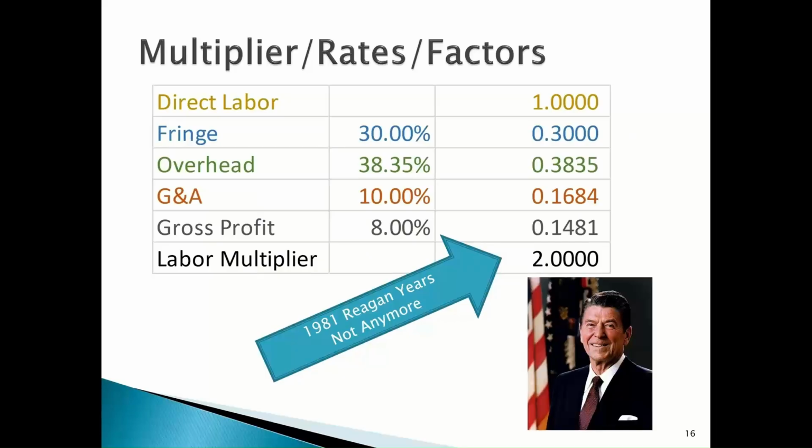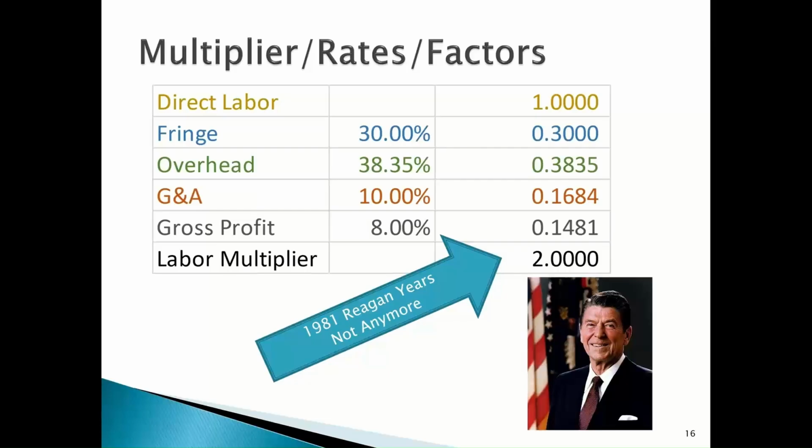I took $1 worth of direct labor, and I used those same percentages, 30, 38.5, 10, and 8. That gives me a labor multiplier of 2.0. So what that means is if I hire somebody for $50 an hour, in order to cover all my indirect costs, which is fringe, overhead, G&A, and the profit, I've got to charge for that $50 an hour person. I've got to multiply it by 2. So I have to charge $100 an hour.